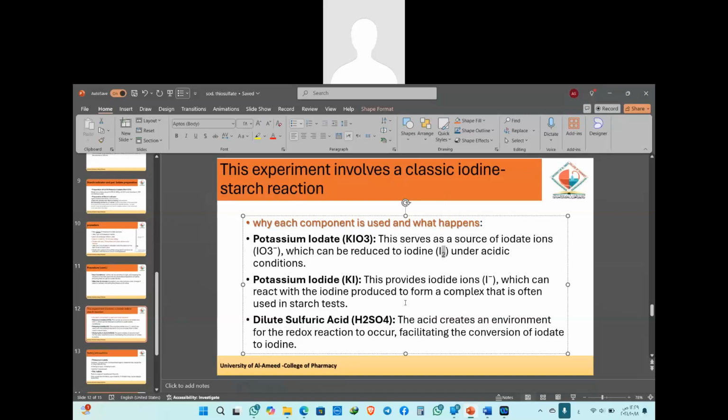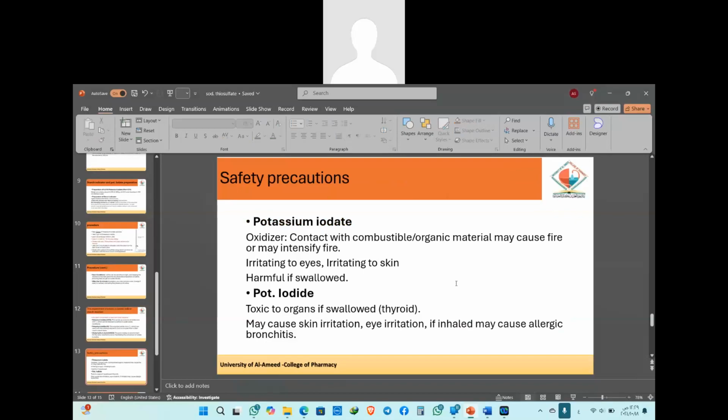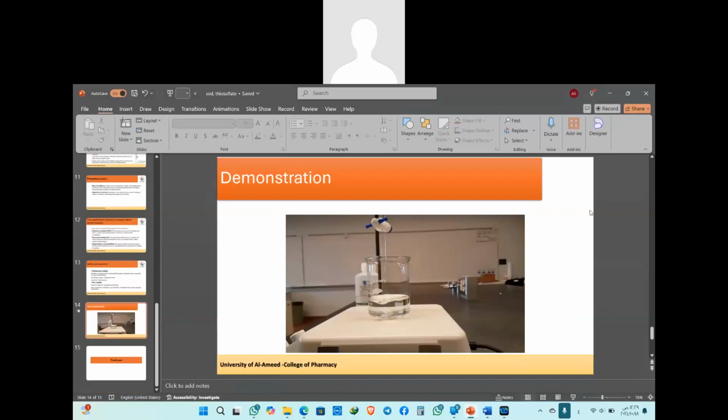هاي فكرة عامة عن الموضوع ومراجعة سريعة للمختبر. شكرا لحسن الاستماع.